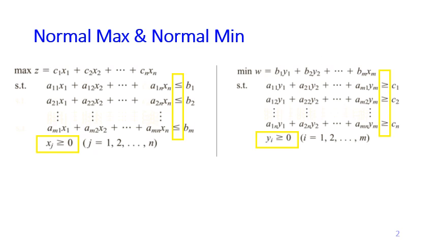Just a quick reminder, in a normal max problem, all constraints must be greater than or equal to, and all variables must have the sign restrictions of greater than or equal to 0. In a normal minimization problem, all constraints must have the sign of greater than or equal to, and all variables must have the sign restrictions of greater than or equal to 0.